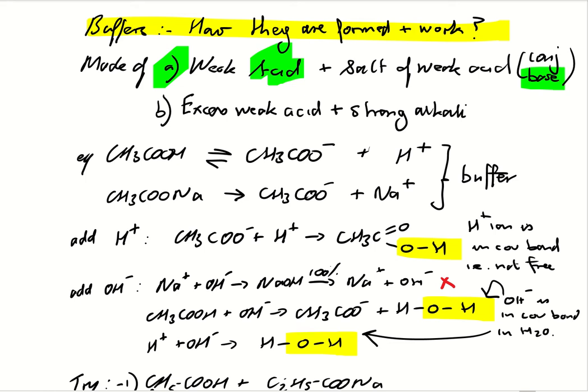The second one, which is a bit more complex in terms of working out why this actually sets up a buffer, is B that we have there, which I'll highlight in yellow, which is an excess of a weak acid with a strong alkali. And we'll cover the theory behind that a little bit later on.